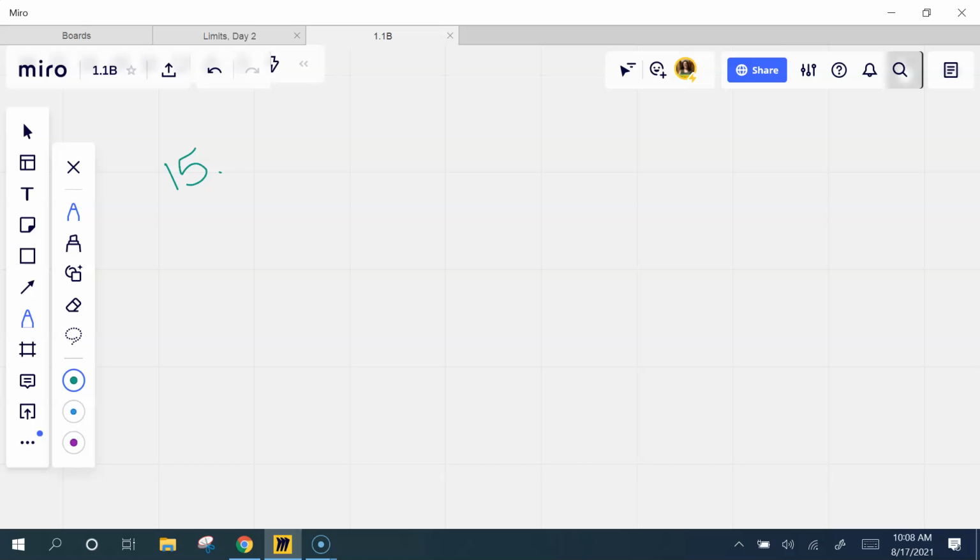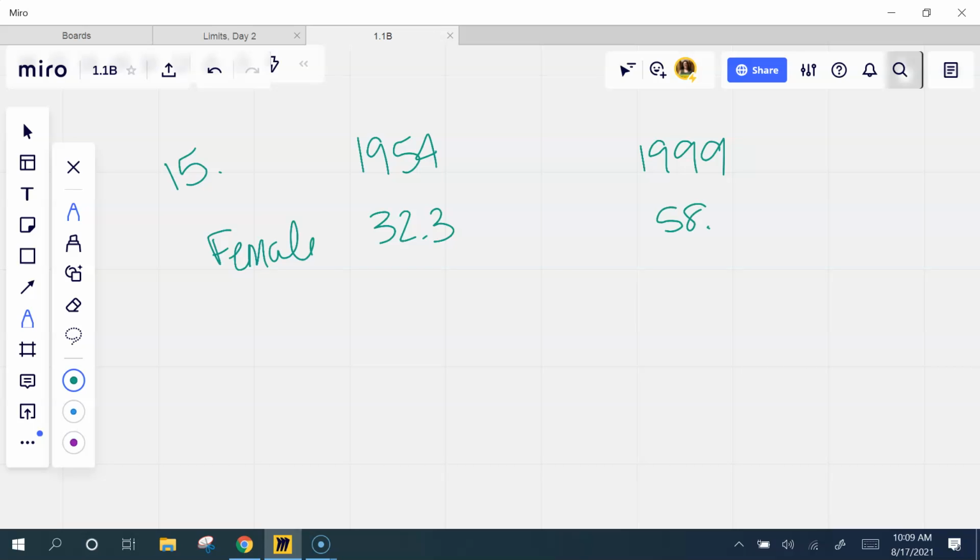All right, so 15 says model the data algebraically with linear equations of the form y equals mx plus b. Write one equation for the women's and another one for the men's. Use the 1954 and 1999 ordered pairs to compute the slopes. So if I look on table 1-6, you've got all these years listed there, right? For the female, 1954 was 32.3 and 1999 was 58.5.